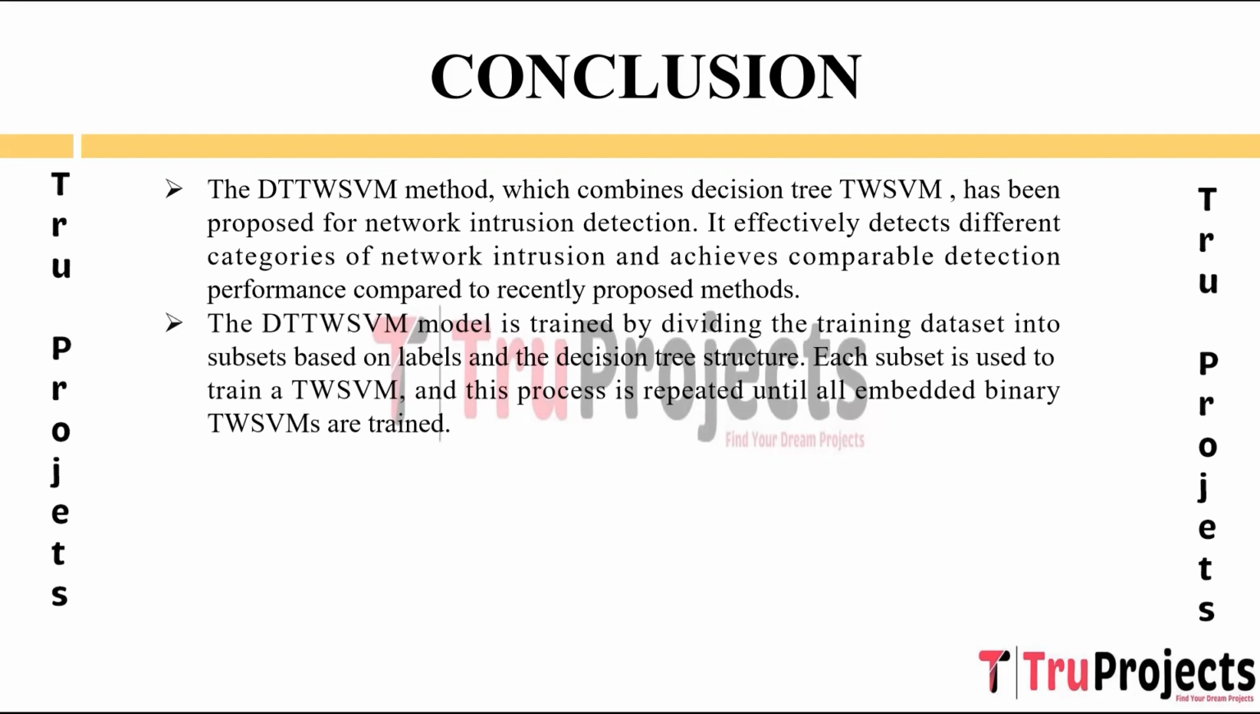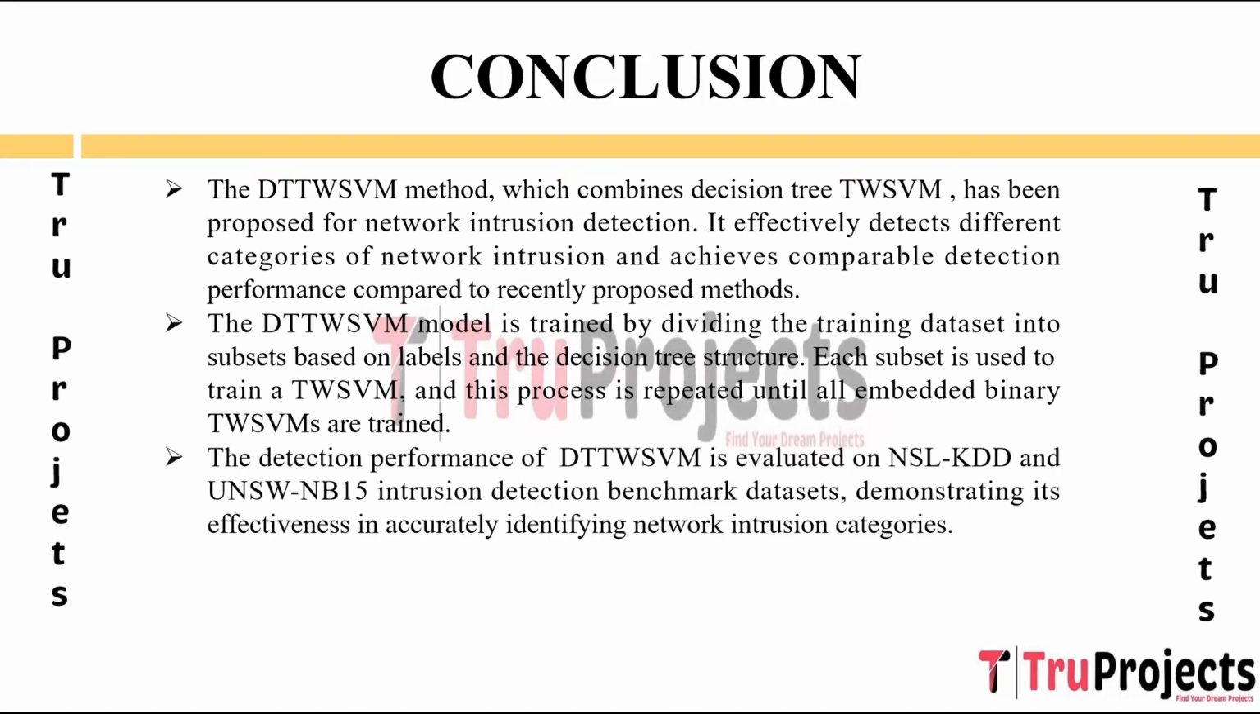DTTSVM's training involves subdividing the dataset based on labels and decision tree structure on train support vector machines iteratively, enhancing its ability to capture diverse intrusion patterns. Evaluating on benchmark datasets like NSL KDD and UNSW NB15 demonstrates decision tree twin support vector machines' accurate identification of network intrusion categories, validating its real-world effectiveness.